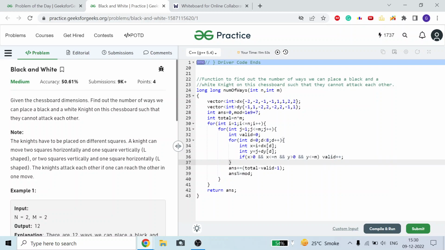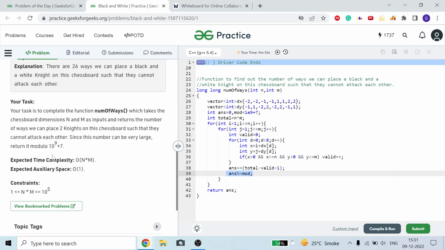And at last I will find all the valid cells that can attack my current black cell, and I will do answer plus equals, for the current i and jth cell, the total cells given to me, minus the valid cells from which white can attack me, minus 1 for the cell where I put my black cell. So it is this, and I will take mod because it is given to me. I have to take a mod.